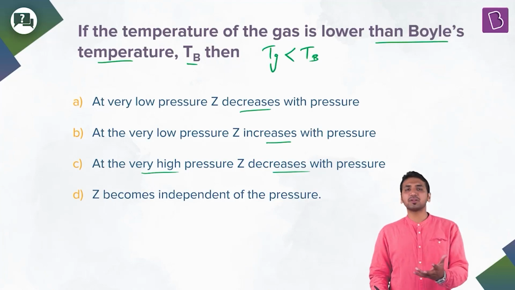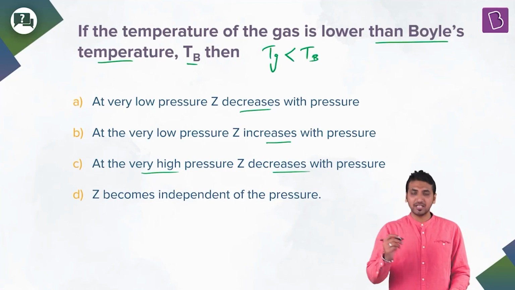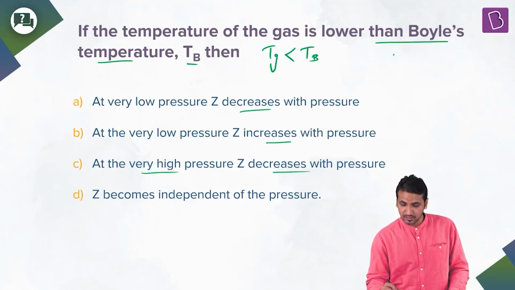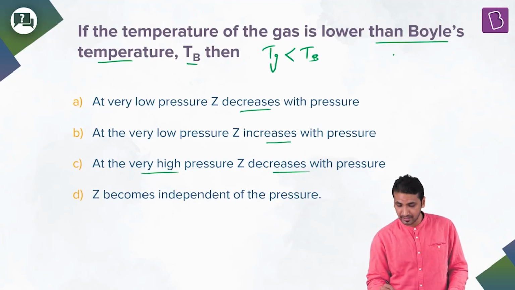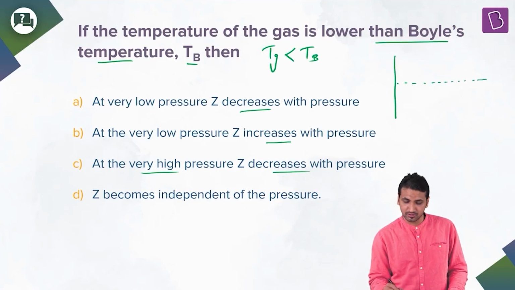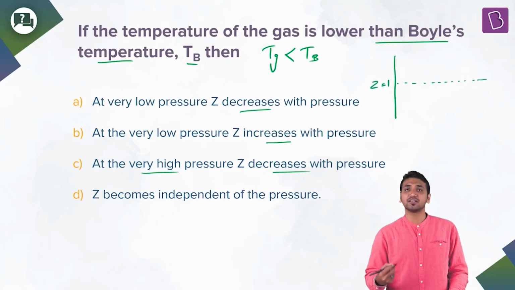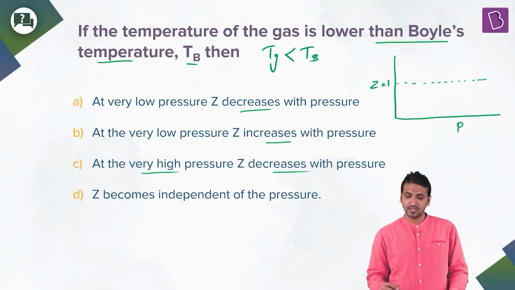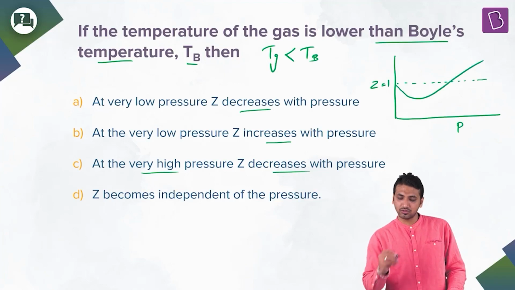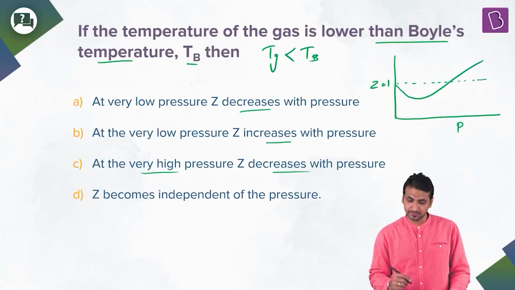See, there are multiple ways by which you can approach this question. You can do it mathematically, conceptually, but the easiest way to solve this question is graphically. So let me do it for you. Let's draw the graph of Z versus pressure. If you remember, this is Z equal to 1, and this is Z versus pressure. So the graph of the gas comes out to be somewhat like this.